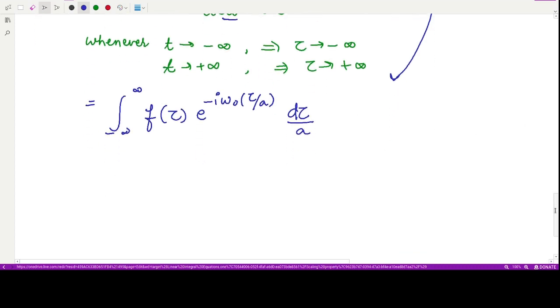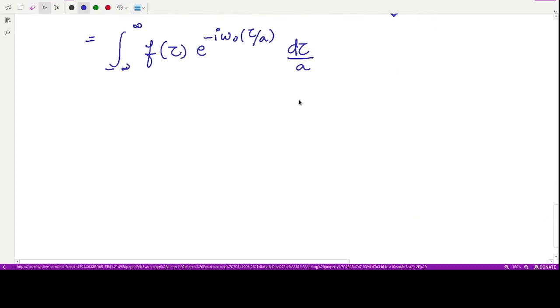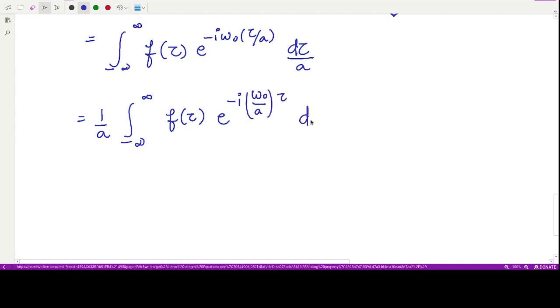So now what we can do, so this is a term after substitution. Now I can take this a outside, so it would be integration from minus infinity to infinity f of tau e to the power minus iota. Now I can also rearrange this like this, omega naught by a into tau d tau.